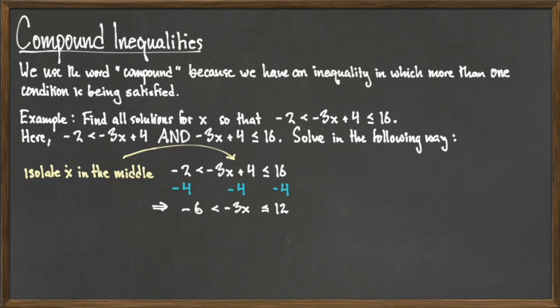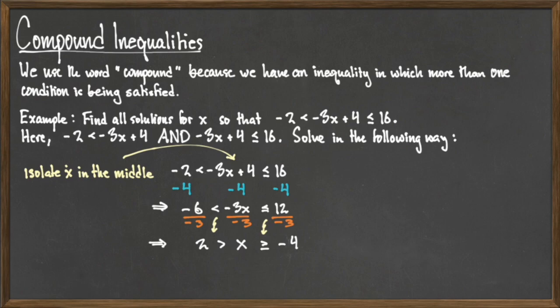Subtract 4 from everything, and then we get negative 6 is less than negative 3x is less than or equal to 12. To isolate x in the middle, what we're going to do next is to divide all sides of the inequality by negative 3. Again, if it was just one inequality at a time, then division by negative 3 would be the natural step. So let's divide everything by negative 3, but then flip all the inequalities when we're done. This is going to give us the final result of positive 2 is strictly less than x is less than or equal to negative 4.